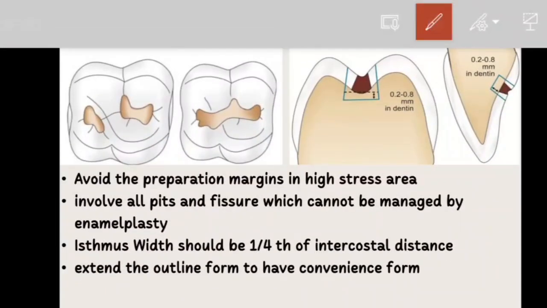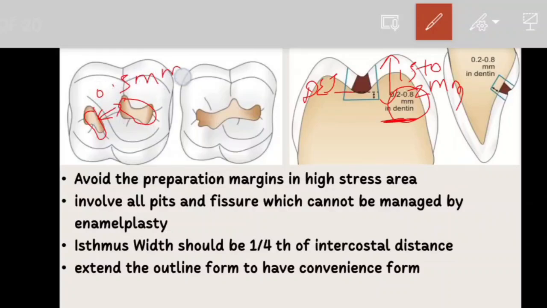So this one is the diagram. So you can see the depth will be 0.2 to 0.8 mm from the DE junction into the dentine. So total depth will be 1.5 to 2 mm. In the first diagram you see there are two defects present. If the distance between the defects is less than 0.5 mm, the two defects will be connected into one.